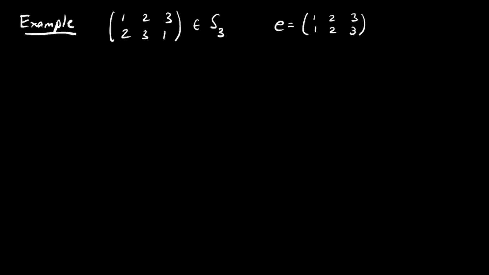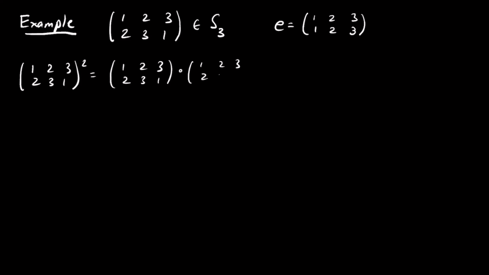Okay, so let's square this element. If I take 1, 2, 3, 2, 3, 1, and I square it, well, I'm taking 1, 2, 3, 2, 3, 1, and I'm composing it with itself. So this is 1, 2, 3, 2, 3, 1. Let's see what we end up with. Okay, so if I do this composition, I see that where does 1 go?